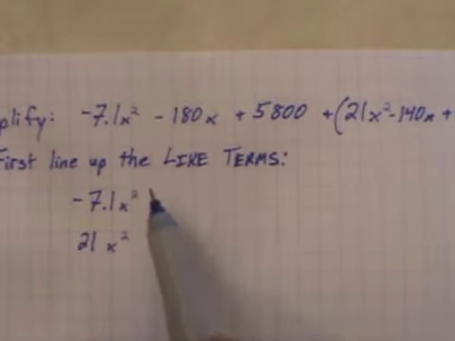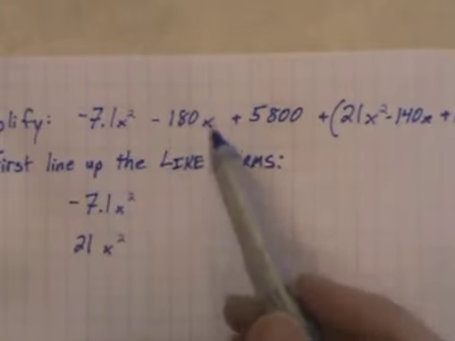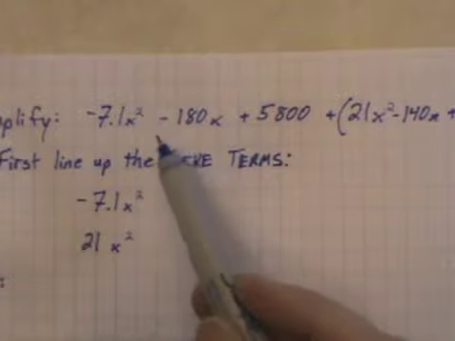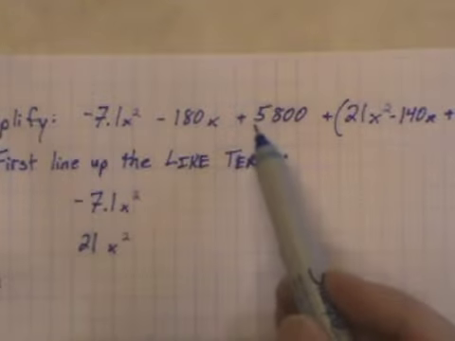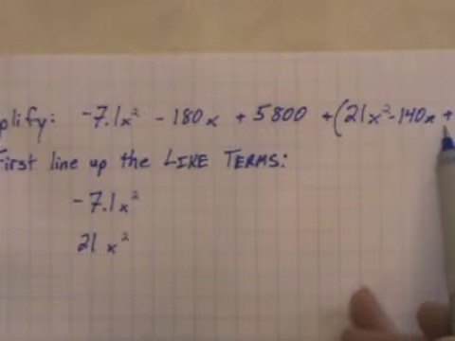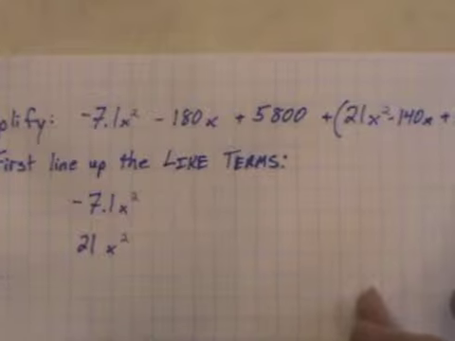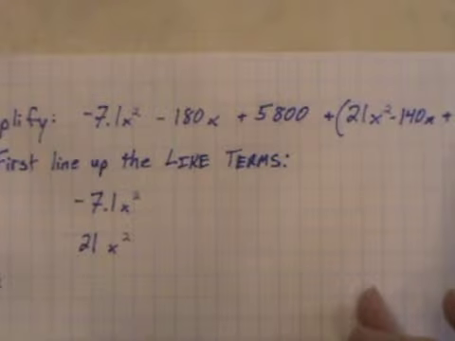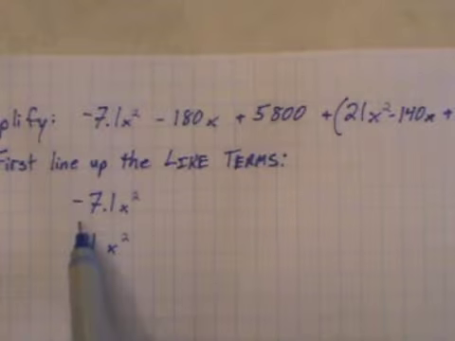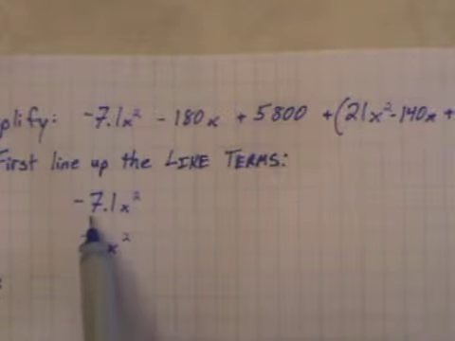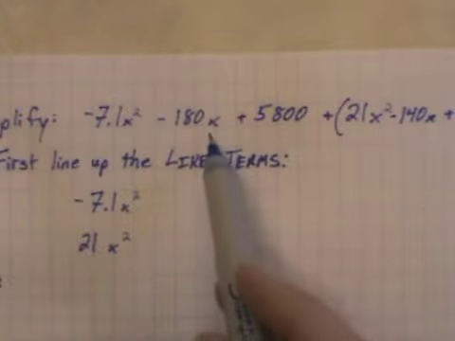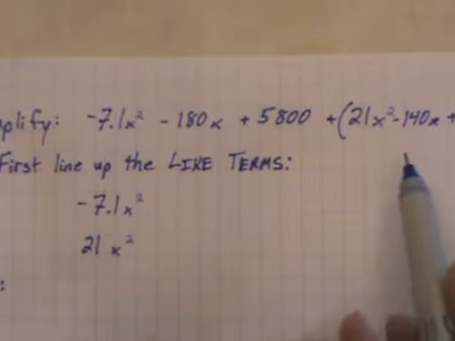Okay, if you're given two combinations of numbers like this one, negative 7.1x squared minus 180x plus 5,800 plus 21x squared minus 140x plus 1,900, I just want you to simplify this. So the first thing you're going to do is line up the like terms. Start with the x squared terms, negative 7.1x squared, 21x squared. Then next, both of these have x terms, so let's do those next.